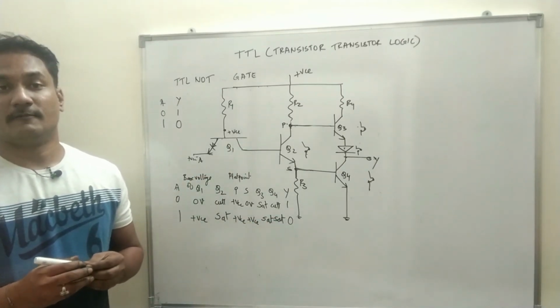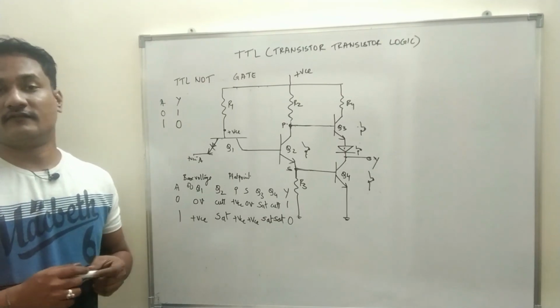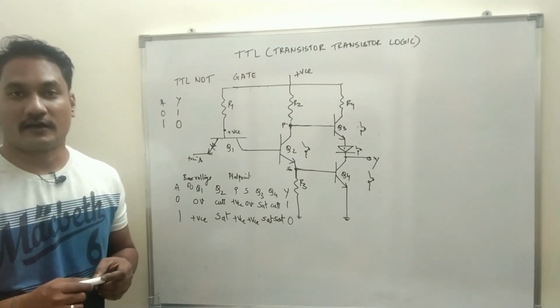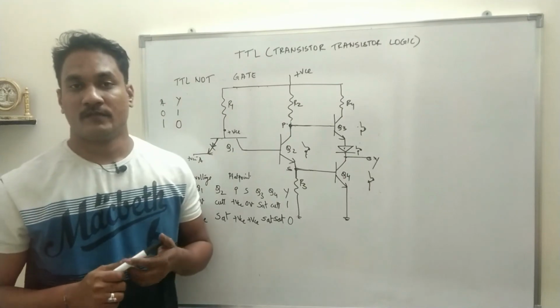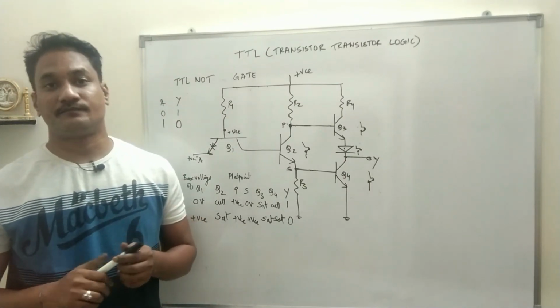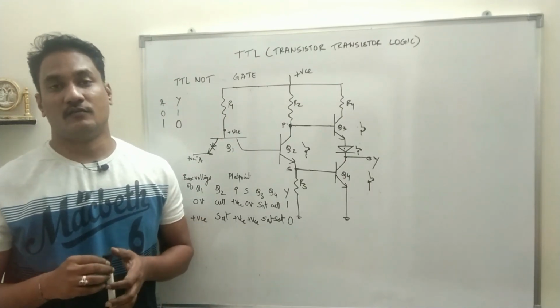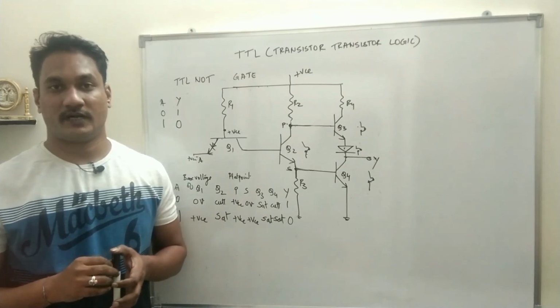So this is the basic idea and working of TTL NAND gate, NOR gate and NOT gate. So the next thing we'll do is we'll try to understand CMOS logic families. I hope you have understood.